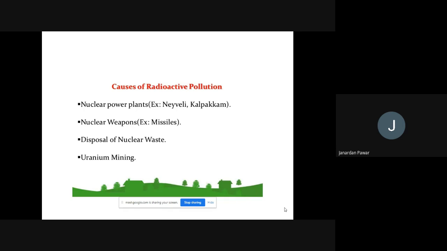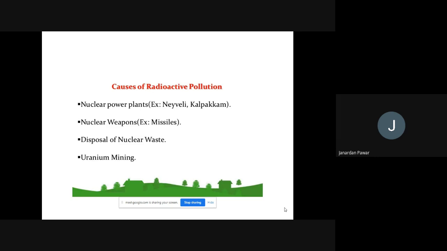Then nuclear weapons like missiles. I think we create missiles for defense purposes, and in the process of making nuclear weapons, again there is a chance of radiation. Those are harmful. Then disposal of nuclear waste. Whatever waste is generated from nuclear activities becomes nuclear waste. If we do not dispose of it properly, then again there is a problem, and because of this kind of disposal, it becomes polluted.